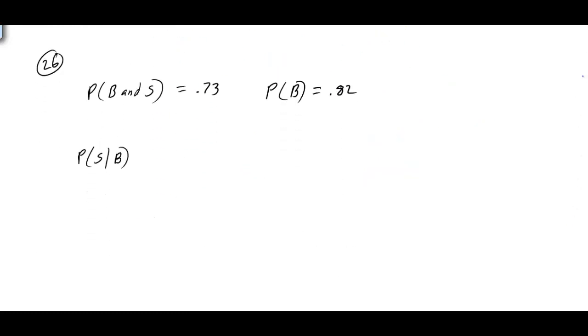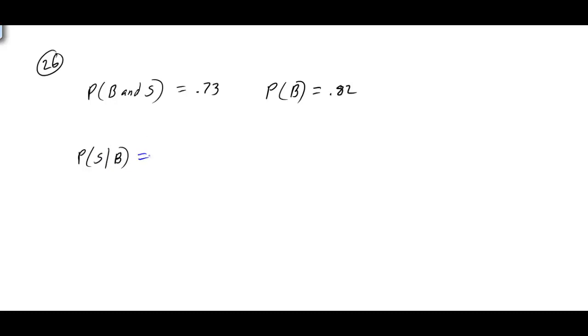All right, the next example I want to look at is number 26. Number 26 says that at the Avalonia Country Club, 73% of the members play bridge and swim. So the probability that they play bridge and swim is 0.73. And 82% play bridge only. If we select a member at random, what is the probability that the member swims given that the member plays bridge? So what's the probability of swimming given that they play bridge?